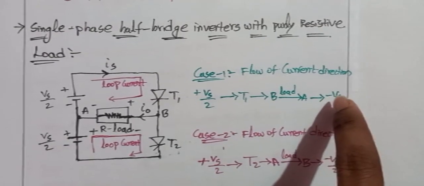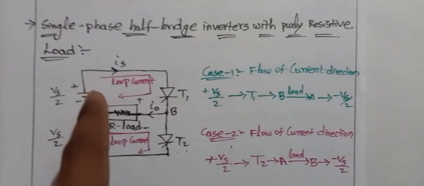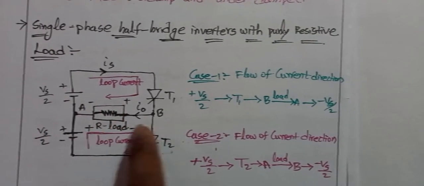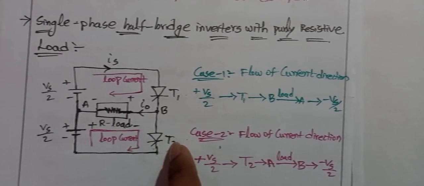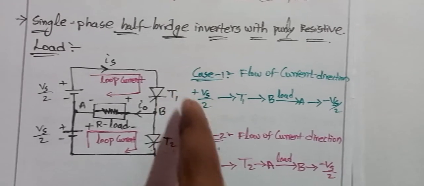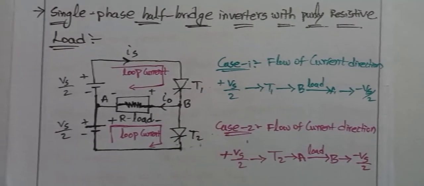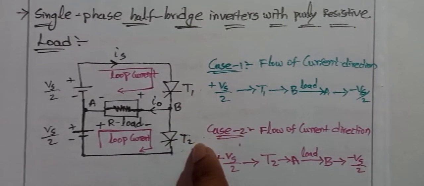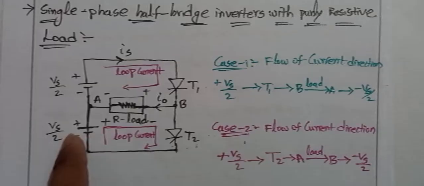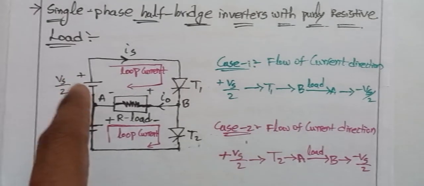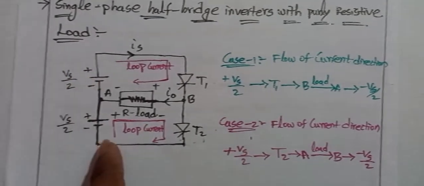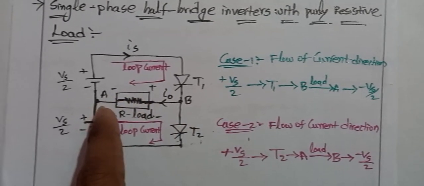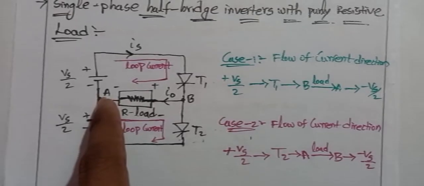Then that one is minus Vs by 2. The loop is completed like this. The other loop is in turn off condition because T2 is off when T1 is on. Then we turn off the T1 thyristor and turn on the T2 thyristor. Then we give power supply for this loop and stop the power supply for the other loop. Then the current flows from A to B. I mean to say that through the load, the current flows from A to B.